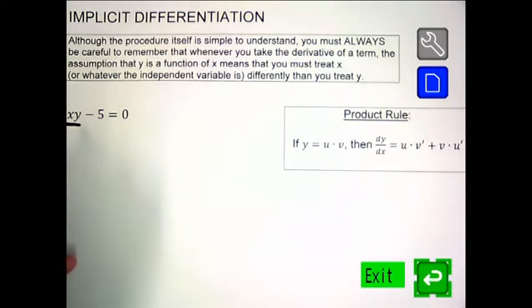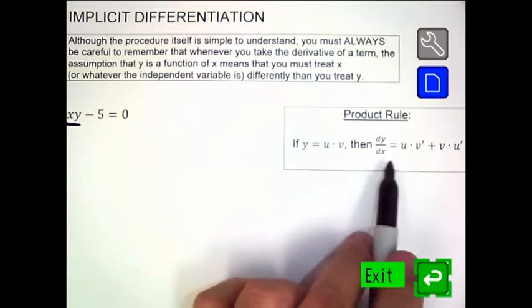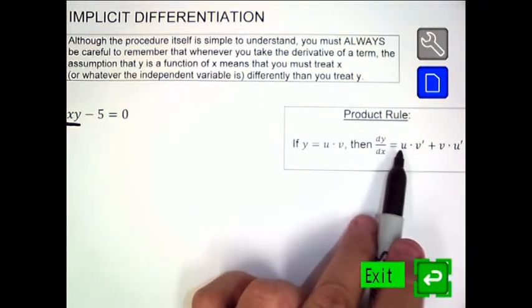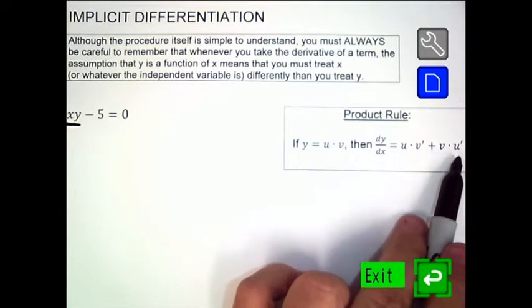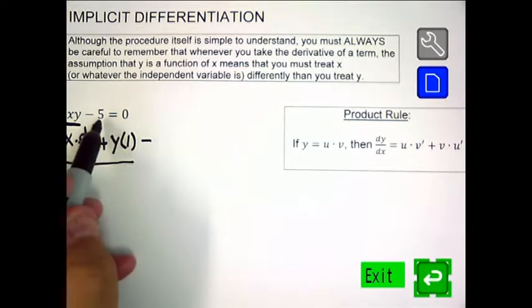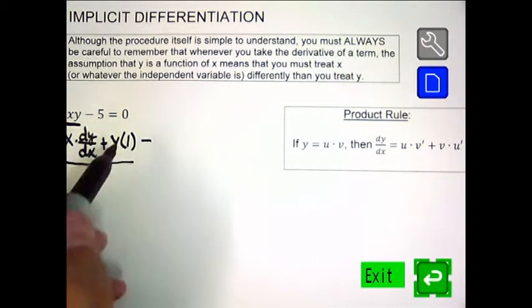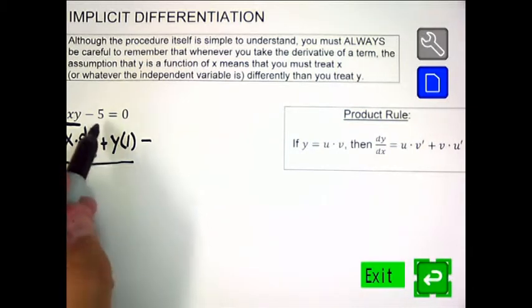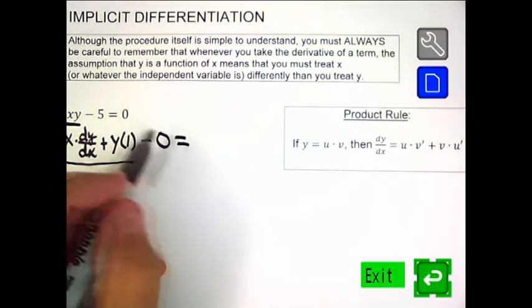Now the product rule, I wrote it down here just to remind you: you take the first factor times the derivative of the second factor plus the second factor times the derivative of the first. So the first factor here is x. So you get x times the derivative of the second factor. Well, the derivative of y is dy over dx because it's a function of x, plus then you reverse it, you take the second factor, the y, and multiply by the derivative of x, which is 1. So that's the product rule for the first term. Then you've got minus 5. Actually, you've got minus the derivative of 5 when you're differentiating the equation, and that would be 0. And of course, the derivative of 0 is 0.